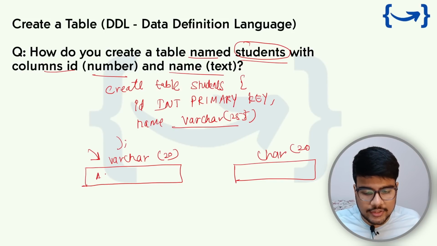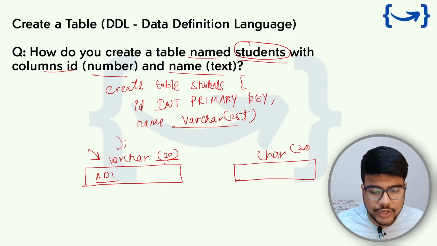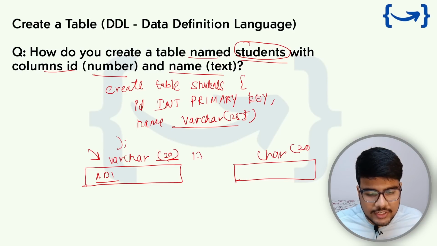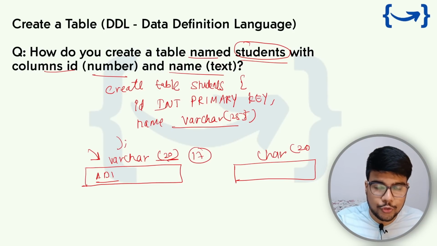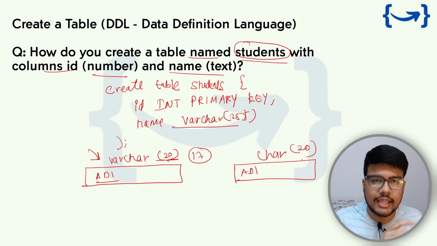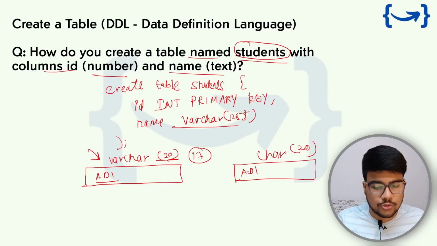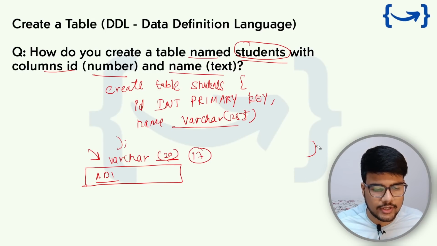Let's say Adi. Adi has 3 letters, so only 3 out of 20 would be allocated, and the 17 spaces are still free, not being used. But if you store the same name Adi in a CHAR, it will allocate 20 spaces irrespective of the length of the word. So it is better to use VARCHAR every time, which is space efficient as well. So always focus on writing VARCHAR.